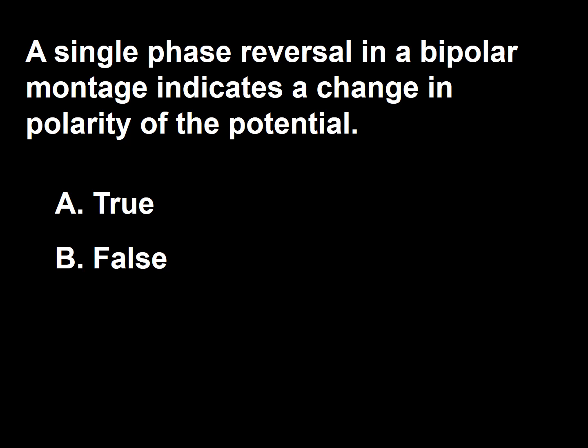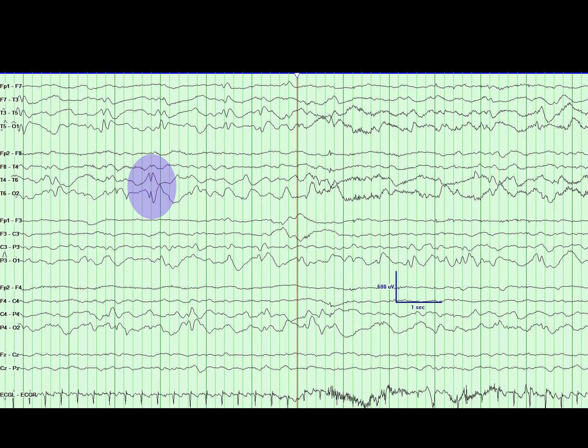Next question. A single phase reversal in a bipolar montage indicates a change in polarity of the potential. A true, B false. The highlighted area constitutes a reversal in the phases of a wave. The T4 T6 channel and the T6 O2 channel show deflections that point towards each other. T4 T6 channel points down and T6 O2 channel points up. This is called a phase reversal.